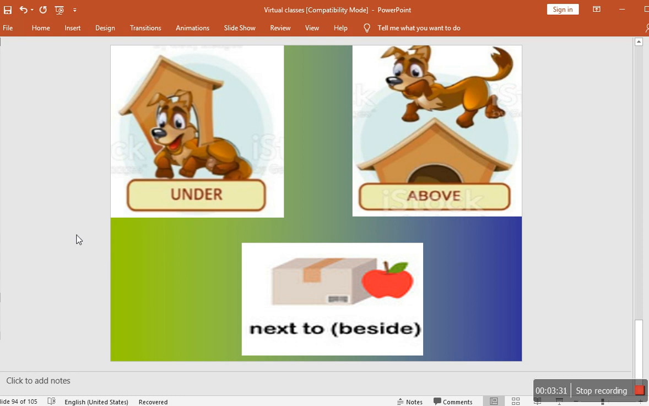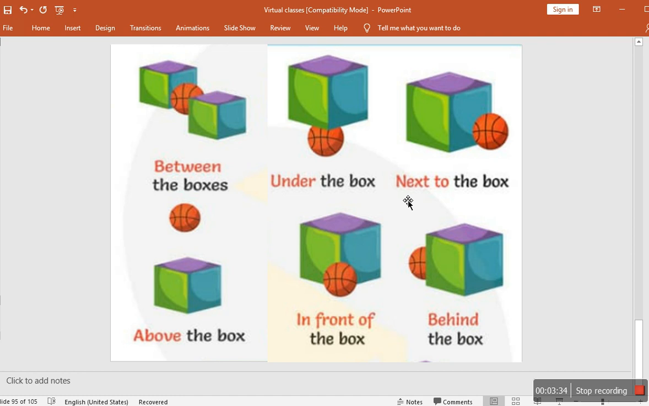Here one more slide that shows all the prepositions that are needed to be studied in this lesson. Look at the ball and the box. Here we can see the ball is next to the box. The ball is under the box. The ball is between the two boxes. The ball is above the box. Here the ball is in front of the box, whereas here the ball is behind the box. And I think the pictures clarify the meanings of the prepositions very well.